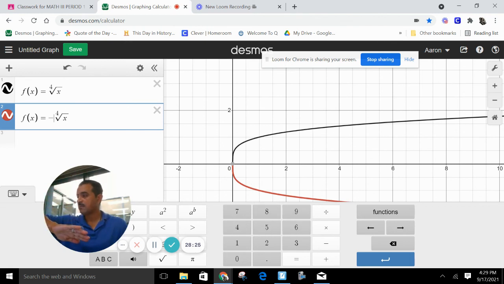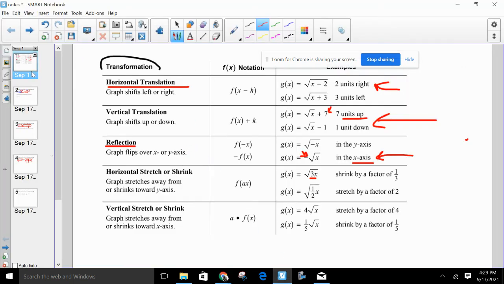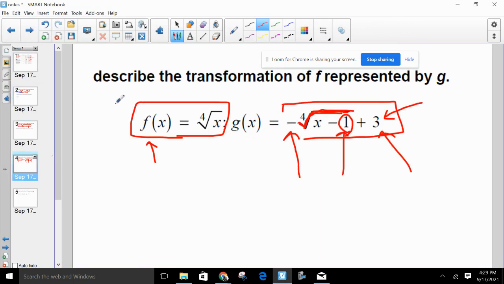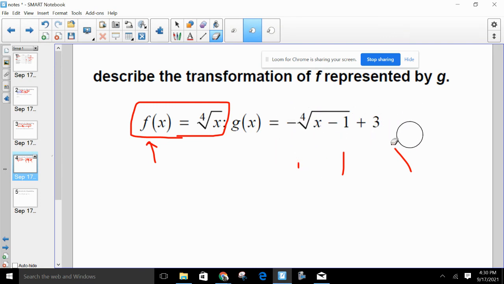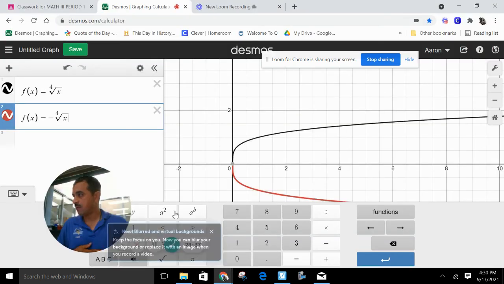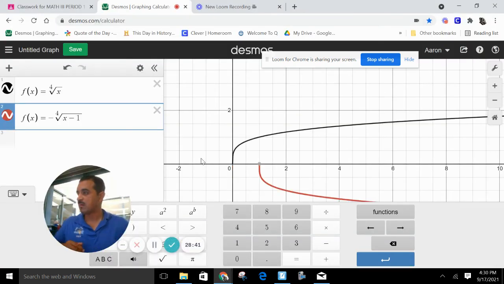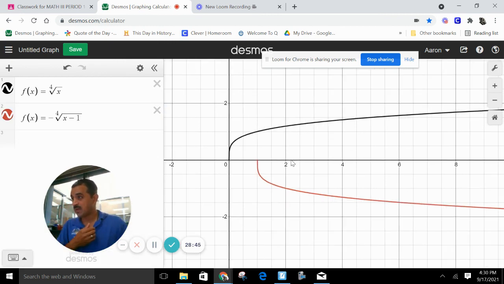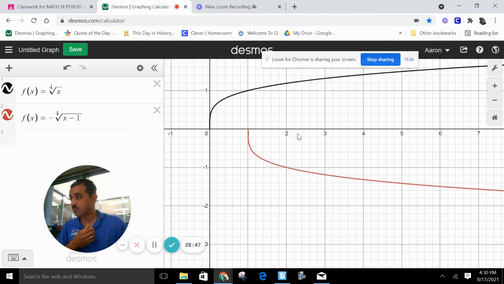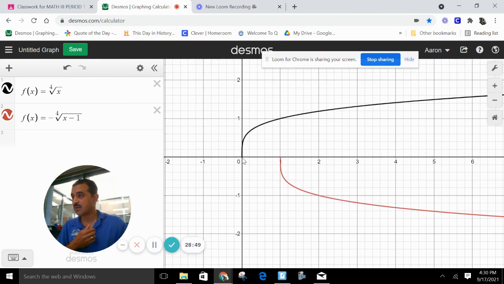What else is there? Let's go back over here. What else was there? There was a subtraction of 1, right? So I already put the negative there. Now I'm going to subtract 1 inside the symbol. Boom. Oh, so I already see then it's a shift of 1 unit to the right. Notice that. We shifted it 1 unit to the right. That's what the subtracting 1 does. It takes it to the right.